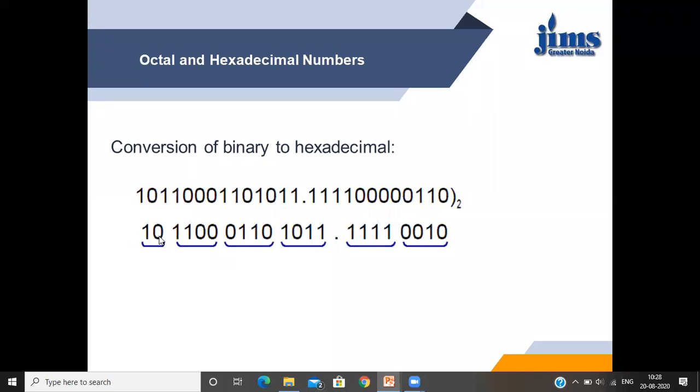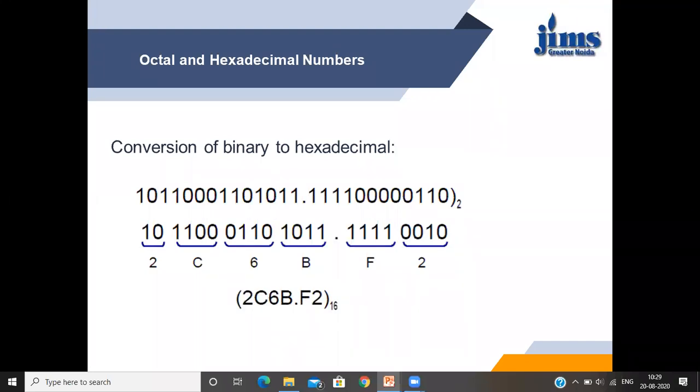Here we are left with only 2 bits, so we can prefix 2 zeros. So it will be 0 0 1 0. On the right hand side, in this example, we have 4 bits, then 4 bits. So 0 0 1 0 is 2, 1 1 0 1 is 13, which is represented by D, 0 1 1 0 is 6, 1 0 1 1 is 11, which is represented by B, 1 1 1 1 is F, and 0 0 1 0 is 2. So the number will be 2C6B.F2 base 16.